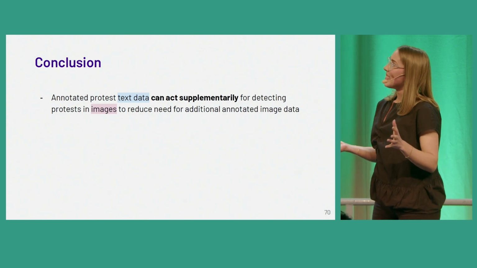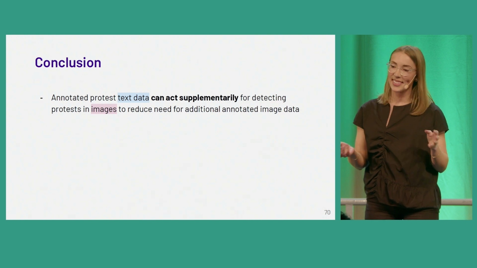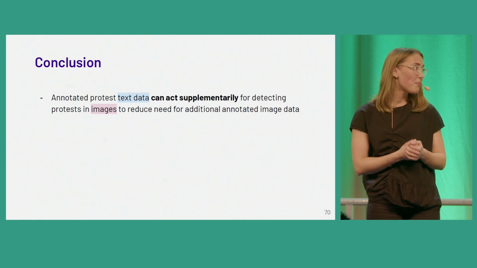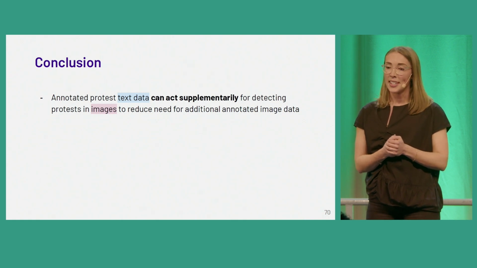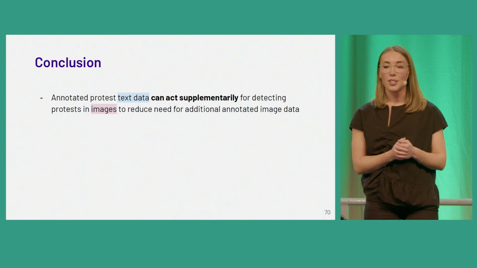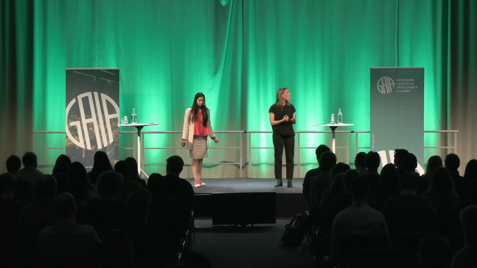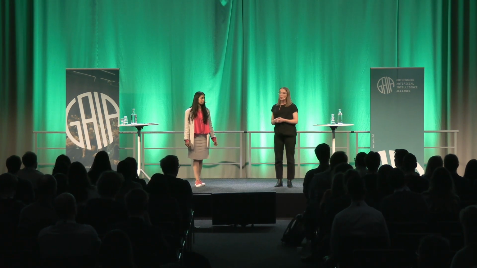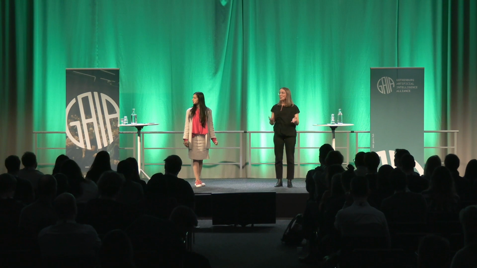So, we've presented a lot of weird concepts probably, but to wrap up what we think are the main takeaways from this talk, we'd like to just summarize. We suggest that annotated protest text data can act as a supplement for detecting protests in images to reduce the need for additional annotated image data. So this means, in practice, if you happen to have an annotated text dataset for event detection lying around at work or at home, and you want to also detect events in images, you could use this text dataset in the setup that we have done here to create at least a great starting point for that image event classification model.